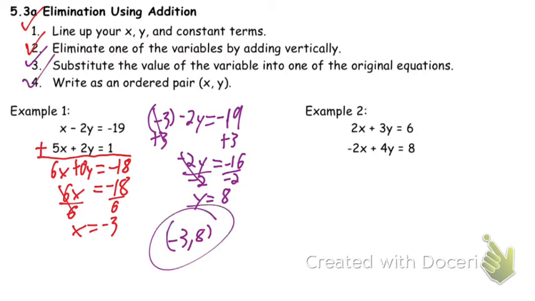So to recap what we just did, we made sure everything was lined up: x, y, equals, and constants. Every single thing's lined up. Then we added vertically. x plus 5x was 6x. Negative 2y plus 2y is 0y, basically getting rid of our y's. Equal sign. Negative 19 plus 1, negative 18. This gave us an equation we can solve.